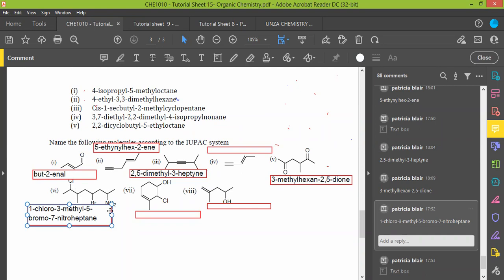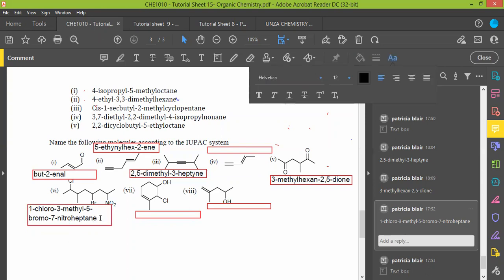After you're done, then check now. These substituents, you have a chlorine, a bromine, a methyl, and a nitro. Which one comes first in the alphabet? That is the one that you put first in your naming. So in as much as you had identified the functional groups, their positioning was offset because you just positioned them according to numbers. But positioning is not according to numbers. Positioning is according to letters.